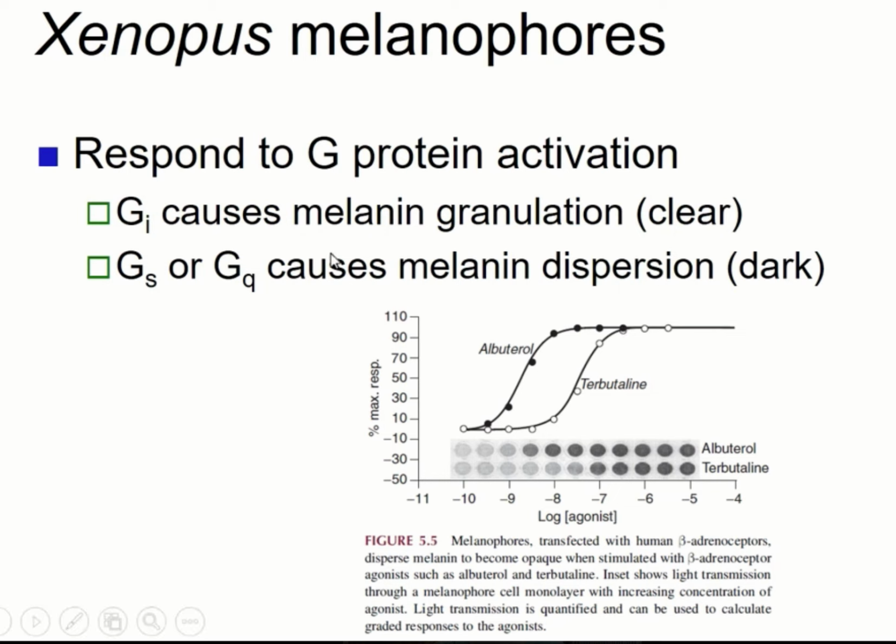So we see that both albuterol and terbutaline are capable of making 100% response, but albuterol is more potent. We start to see a response at a much lower concentration. We can see that both in the graph and in the pictures down below.